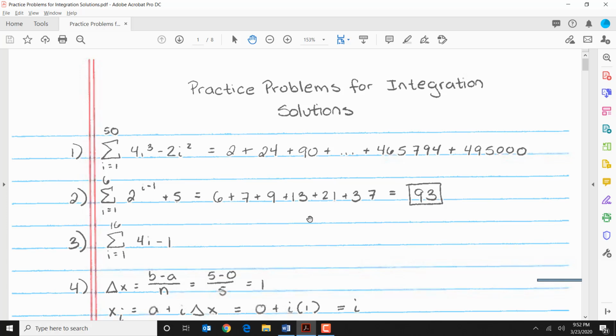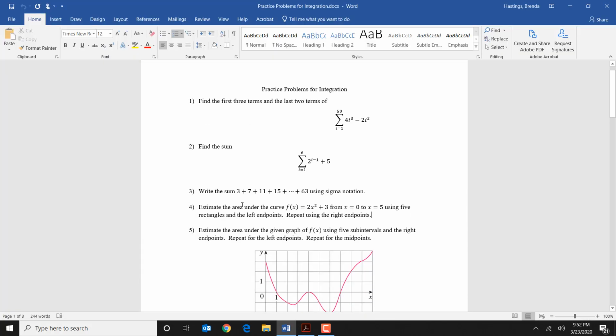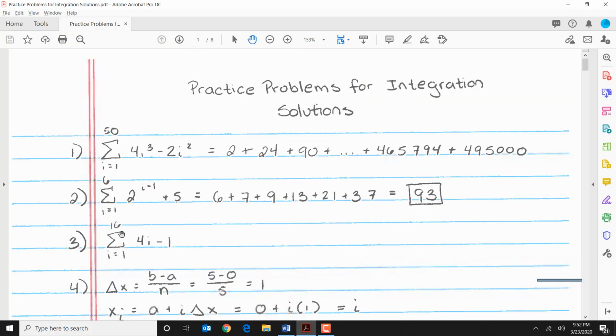to get 93. Now for this one here, we're going to write the sum of 3 plus 7 plus 11 plus 15 plus keep on going plus 63 using sigma notation. So we need to find what the pattern is. There is actually more than one correct answer. The one I came up with was the sum from 1 to 16 of 4i minus 1.